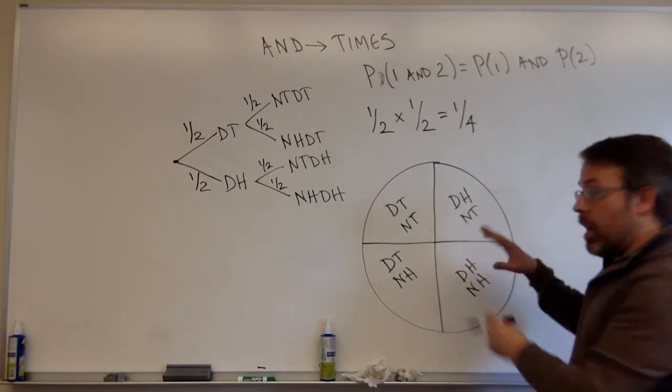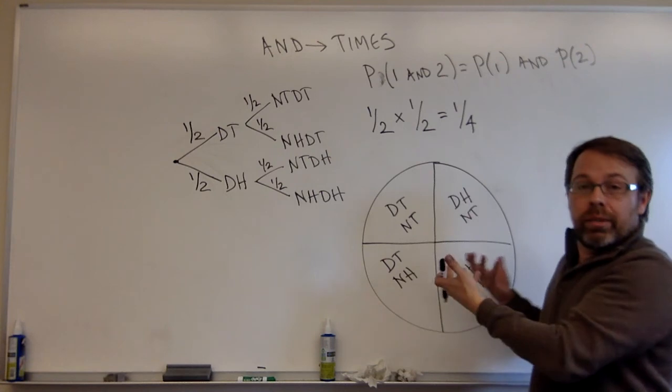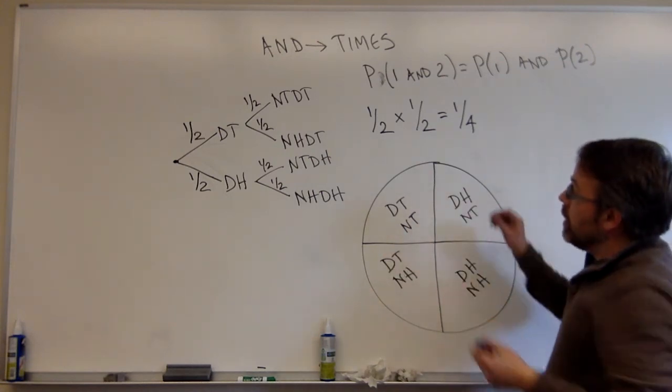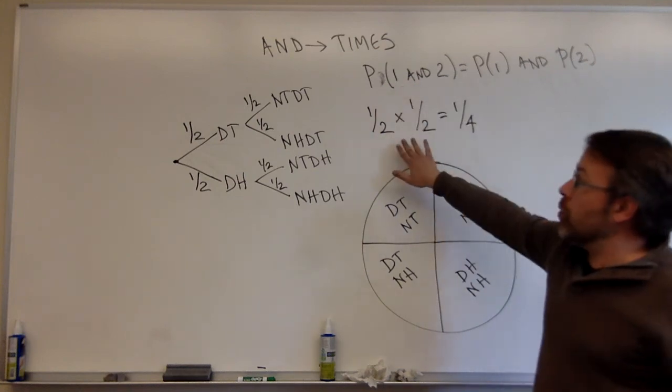So in this case, what we've done is we've taken our whole and we've multiplied it by 1/2, or divided it in 2 each time. And so we can see that if we need the probability of 1 and 2, we're going to multiply them.